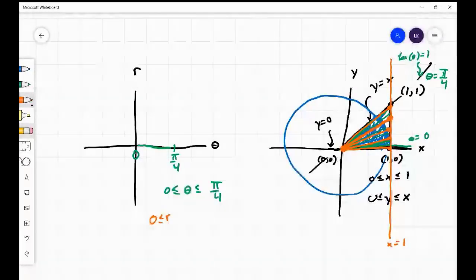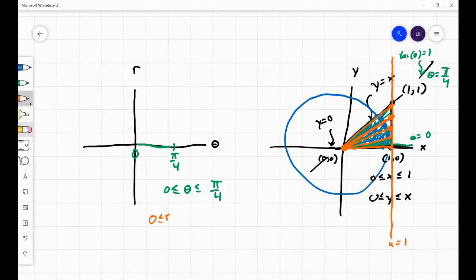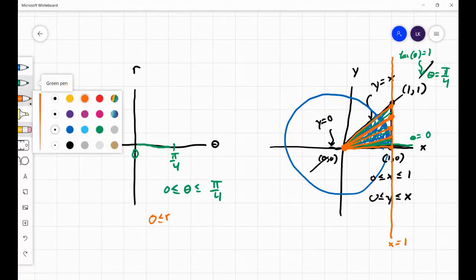I'm going to redraw this triangle now. How much time do we have? Oh crap, okay. All right.